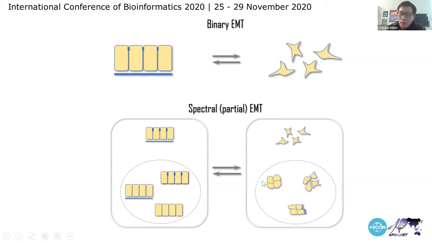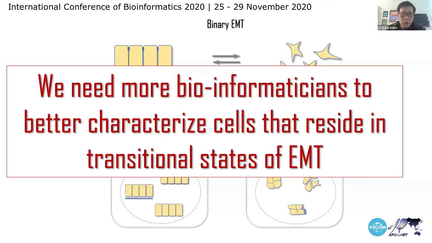And if you have a heterogeneous tumor cell compartment, if you do single cell level omics, will you be able to use bioinformatics information to say whether this primary tumor is benign or whether this primary tumor could develop into a malignant tumor very soon in a way? So we need more bioinformaticians to better characterize cells that reside in the so-called transitional states of epithelial to mesenchymal transition, both for the understanding of developmental EMT as well as for the understanding of cancer EMT.